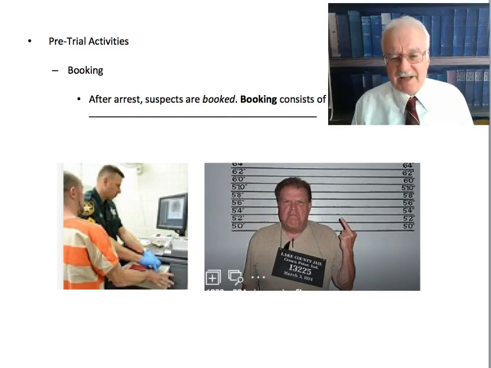Now let's move into the next step in the process, and that is pretrial activities. And the first one of these is booking. After a person is arrested, they are booked. Booking consists of photographing, taking the fingerprints, and identifying information of a person who's arrested. So again, you photograph the person, you take their fingerprints, and you put all sorts of information, name, address, height, weight, tattoos, identifying information. That's called booking.